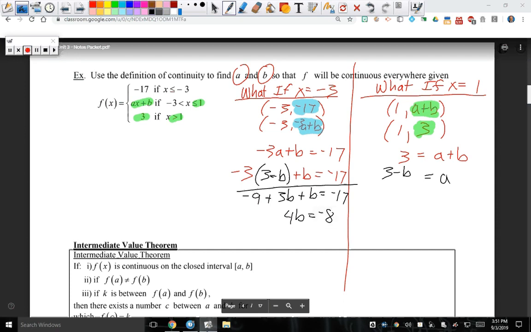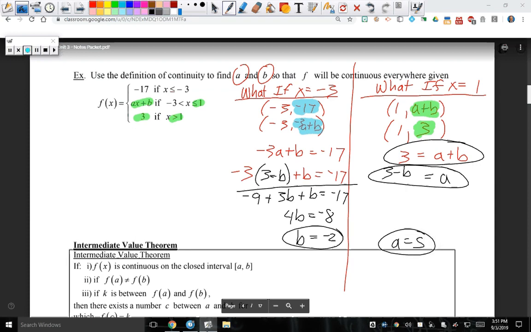Negative 8? So b is negative 2. So if b is negative 2, what's a? 5. And now you've just done all your grunt work to know what values you're looking for. So this is, again, a very small percentage of the entire question, the answer. Are we good? But we at least know what we're looking for.